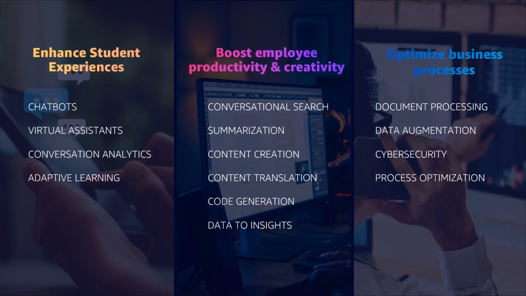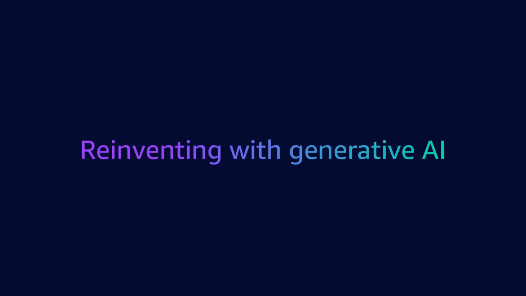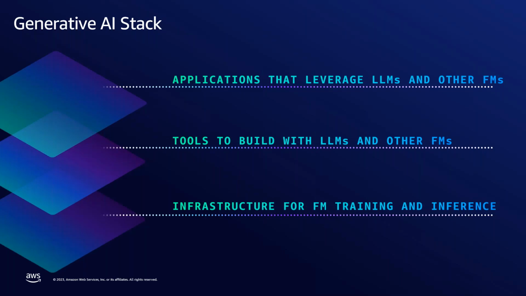Now, there are a lot many more use cases, but how do you as an organization get ready to use these for your own systems, your own applications? From an AWS perspective, we are viewing this as a stack of 3 layers. The bottommost layer is about the infrastructure. This is where you train these foundation models or LLMs and make them production ready.